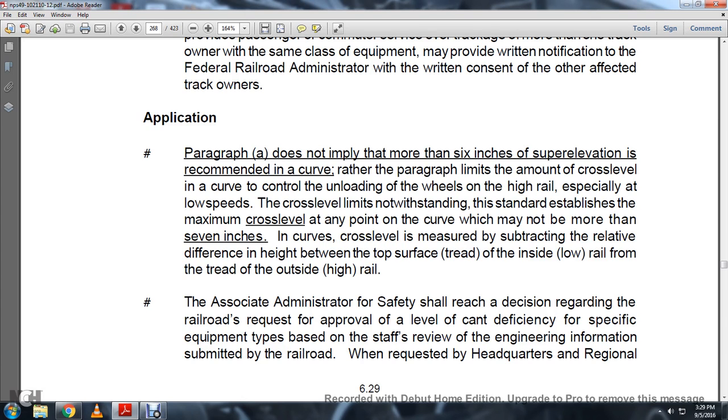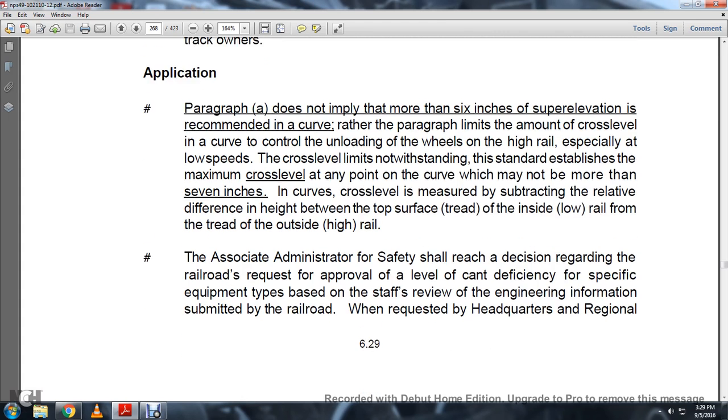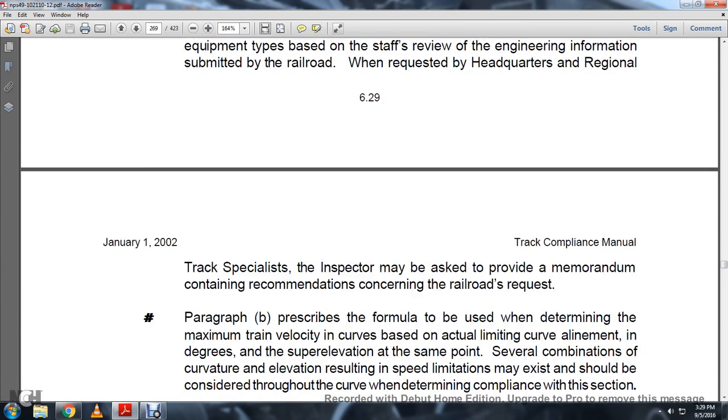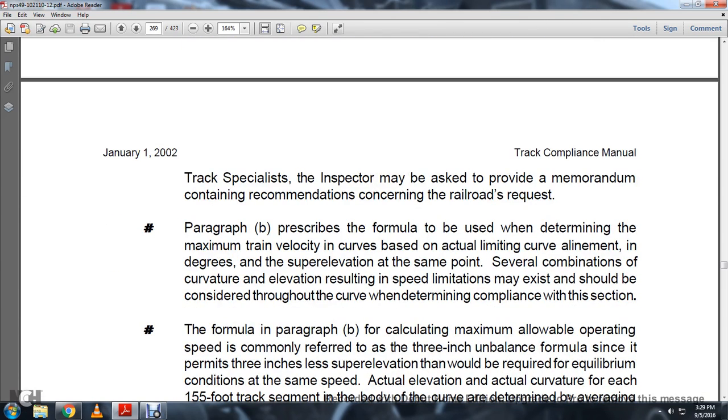The Associate Administrator for Safety shall reach the decision regarding the railroad's request for approval of the cant deficiency level for the specific equipment type, based on the staff review of the engineering information submitted by the railroad. When requested, the regional headquarters track specialist or inspector may provide a memorandum containing a recommendation concerning the railroad's request.